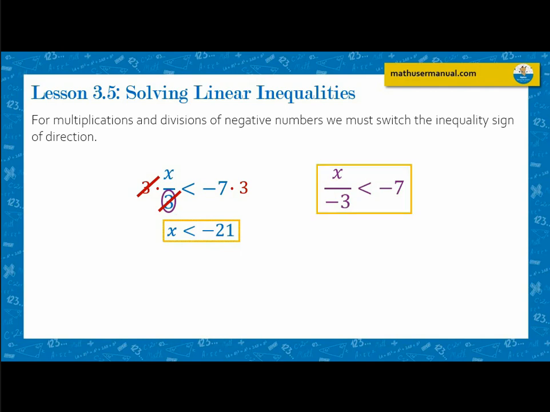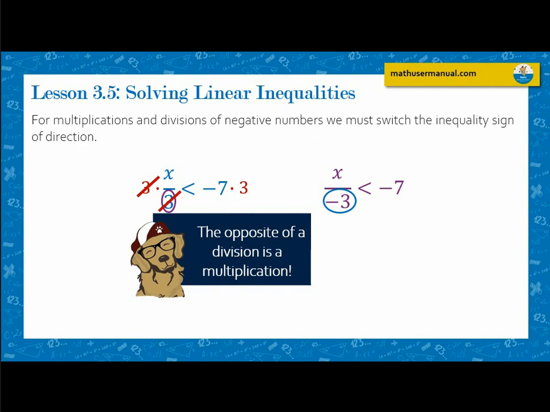Now let's take a look at the right one. X is being divided by negative 3. So we need to do the inverse operation of dividing by negative 3. And one more time, the opposite of division is multiplication.